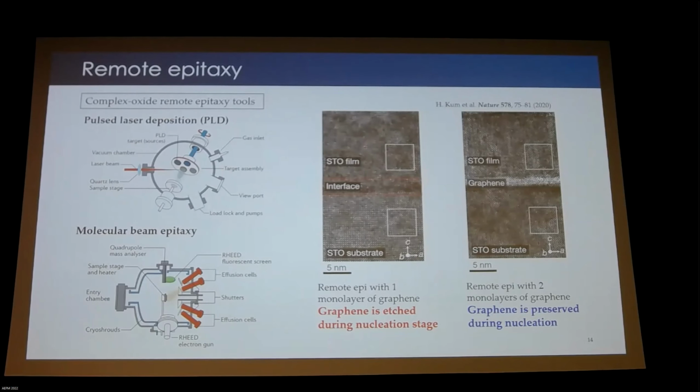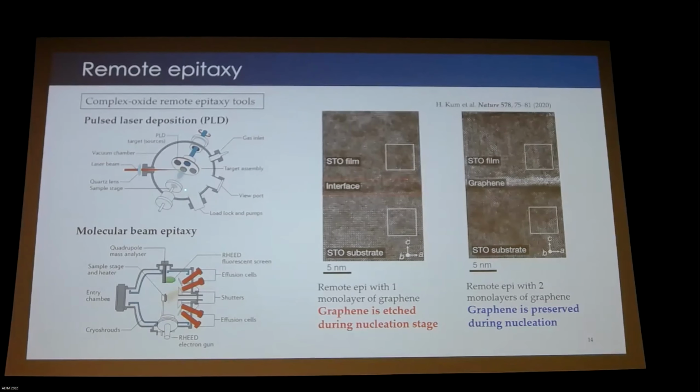So the first few iterations of remote epitaxy, I used what's called the pulse laser deposition technique. And this technique was very difficult. I had low yield. When I first started this remote epitaxy of complex oxide, I only transferred one layer of graphene on the STO substrate. And I found that I couldn't exfoliate it after growth. And after doing a cross-sectional TEM, I found out the graphene was actually gone.